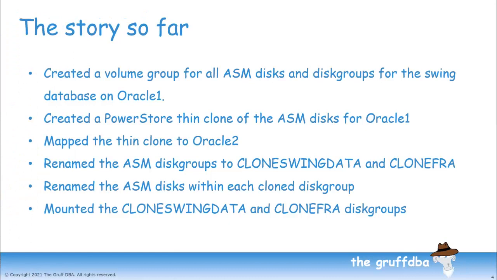Okay, so for those of you just joining us, here's a recap of the story so far. And I'm covering both this video and the previous one where we created the thin clone. We created a volume group for all the ASM disks and disk groups for the swing database on Oracle 1. We then created a thin clone of that volume group and we mapped it to Oracle 2. We added the disks to the Oracle 2 VM, and then we created udev rules to manage the device permissions.